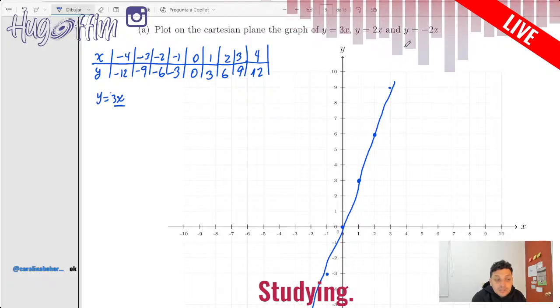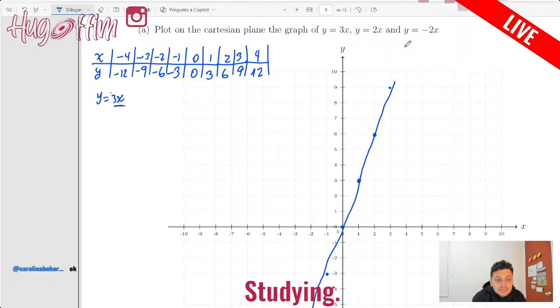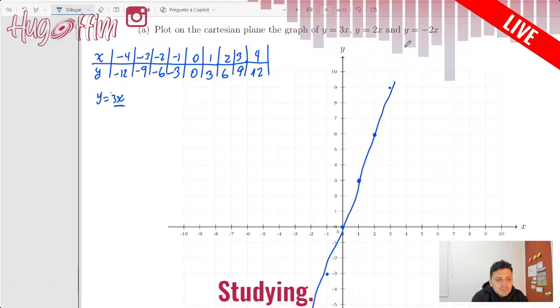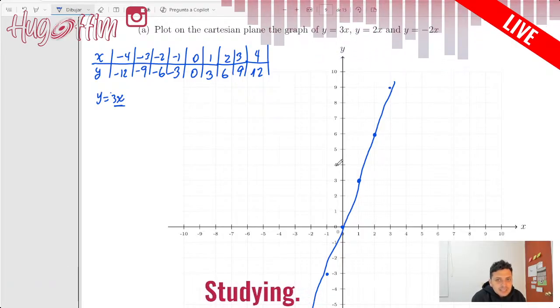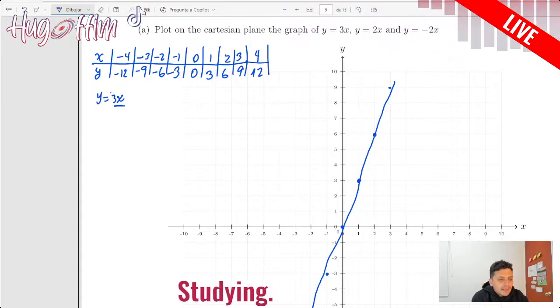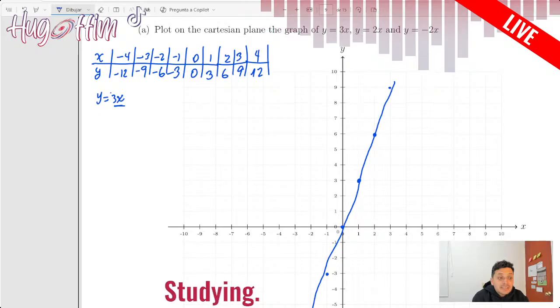No, I don't get your question. Please rewrite it because I don't understand. Here somebody asked, directly proportional meaning passes by 0, 0? Yes, indeed. Every graph that passes by 0, 0 is directly proportional.